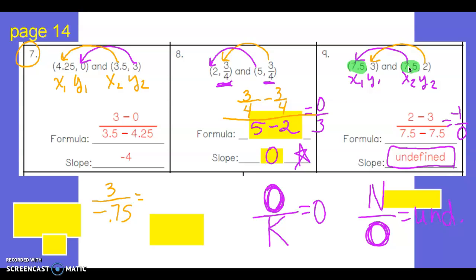So that is a summary of how we use the slope formula to find the slope of a line when we're given 2 points. Using this formula, we don't have to graph them and count squares. We can just straight apply the formula.